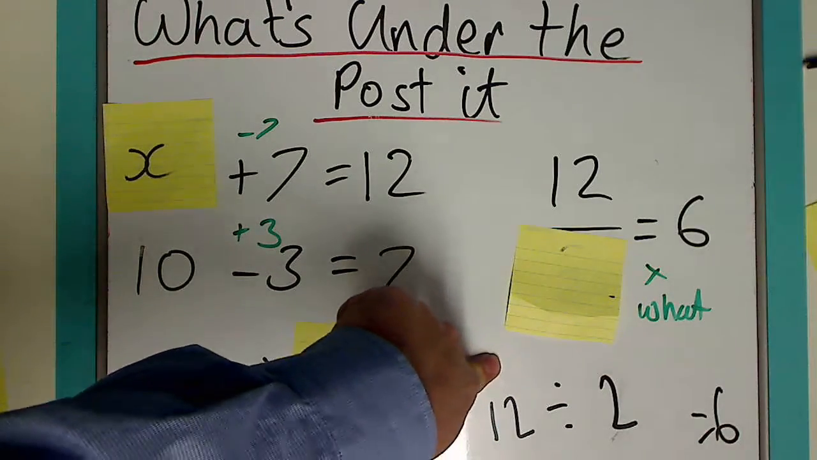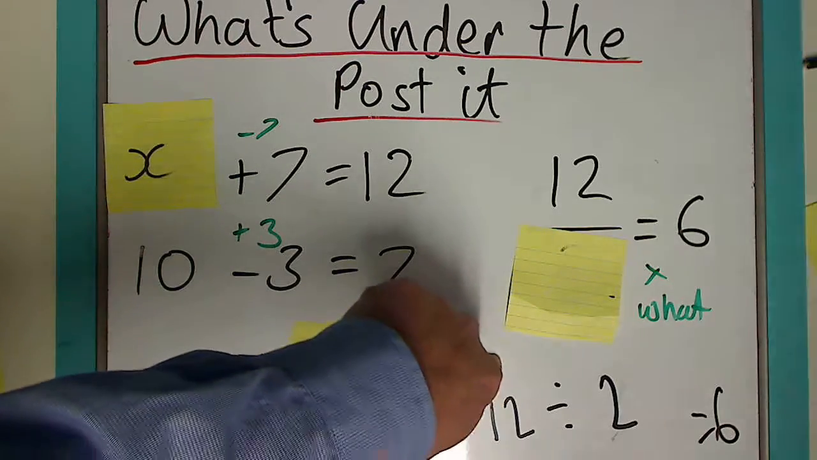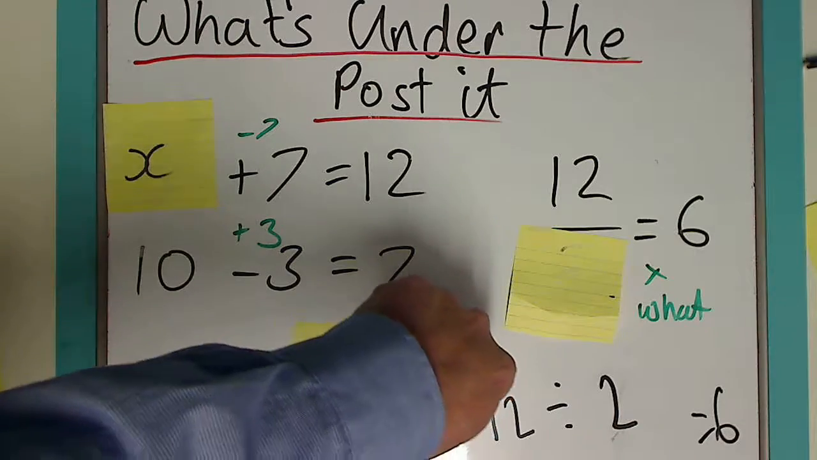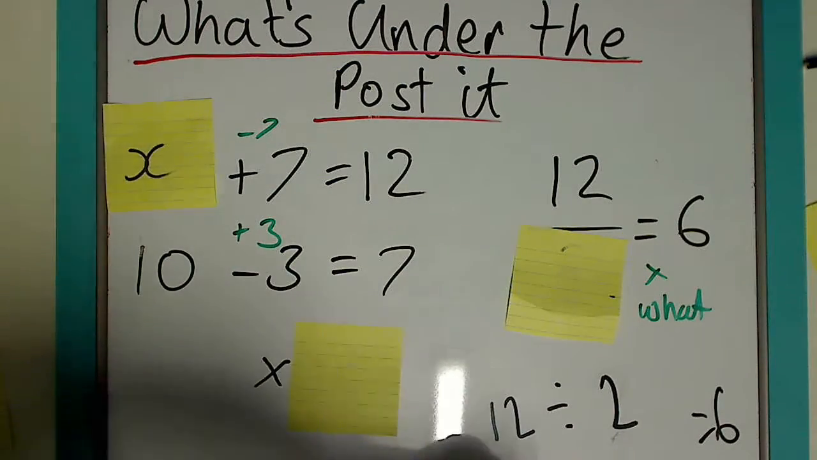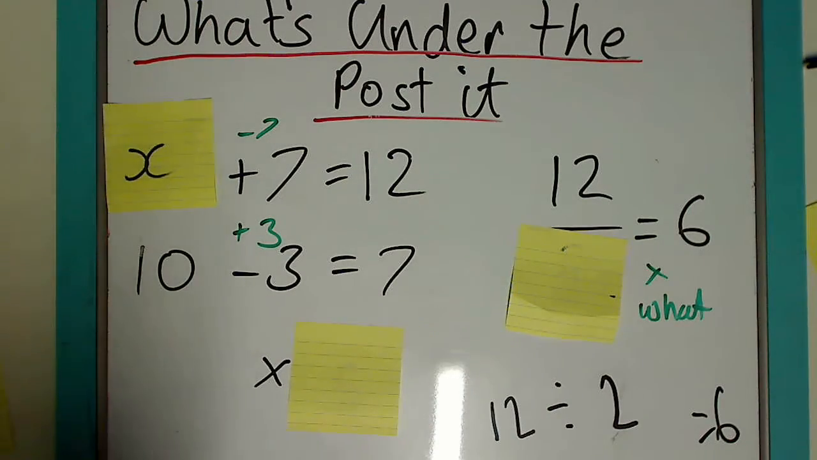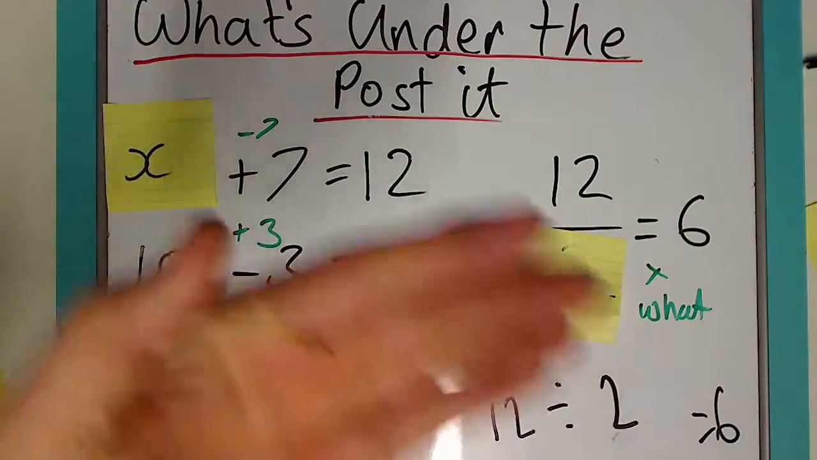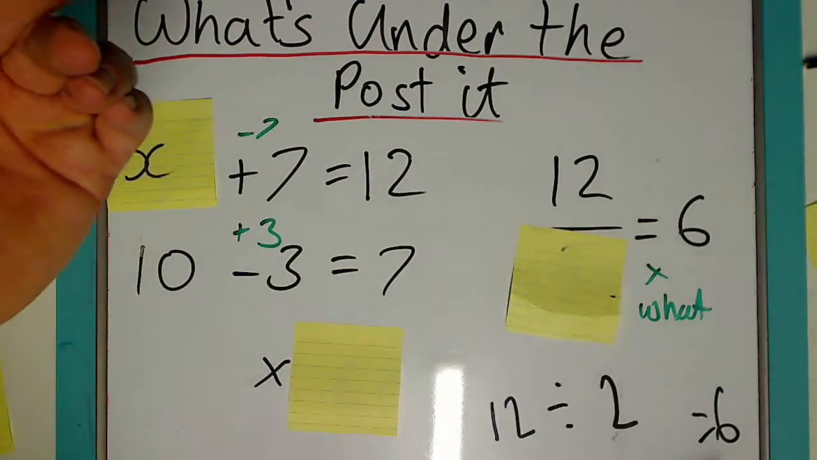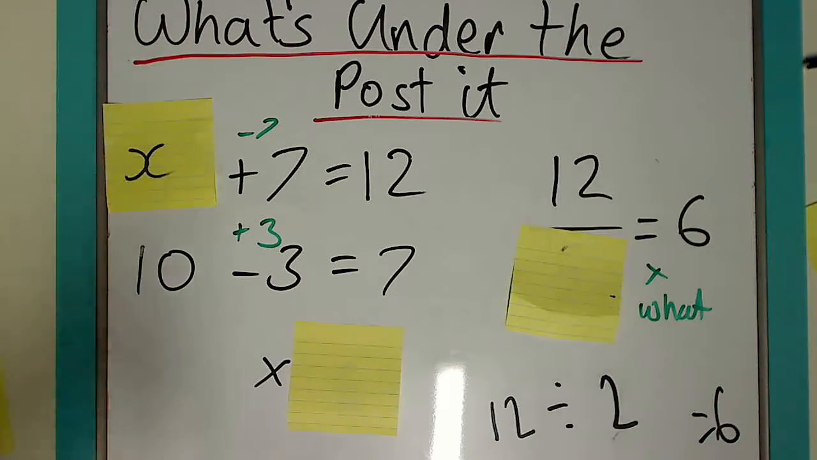Thinking of this in inverse operations does make it harder because the divided by 2 is the operation. The Post-it is the operation that you're trying to think of the inverse for. So what's under the Post-it is a far easier job. What's under the Post-it is easier than this.